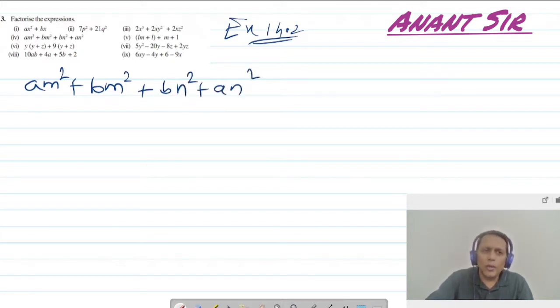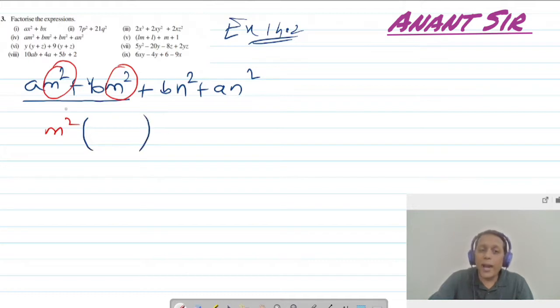So if you look carefully at the first two terms, you will be able to see that there is something common which we can take, right? We can take m square common. So if we take m square common, what will remain in the bracket? It will be a, then it will be plus, then it will be b. Oh, not the square, okay? By mistake I wrote the square there.